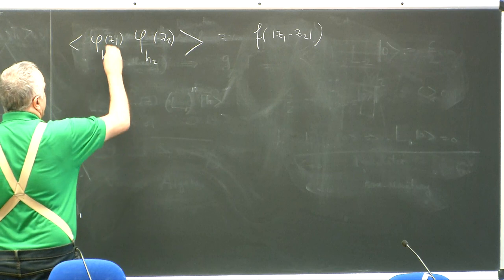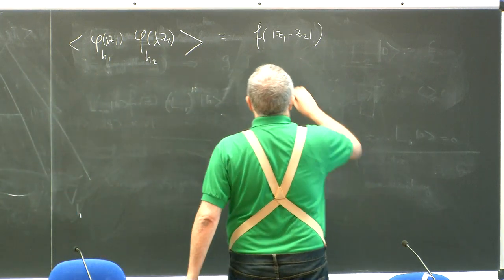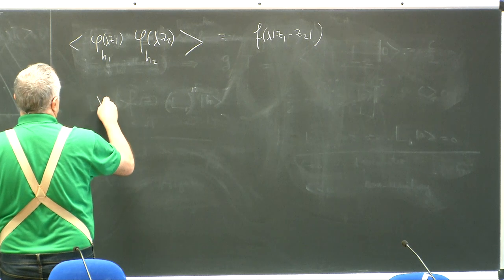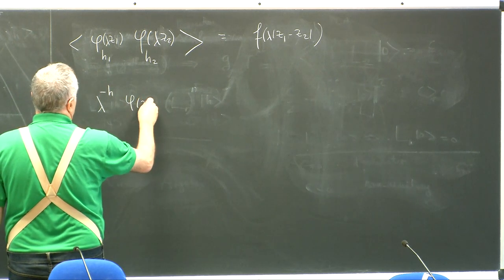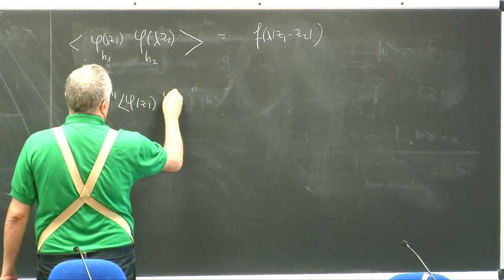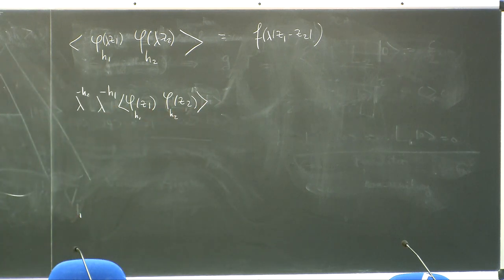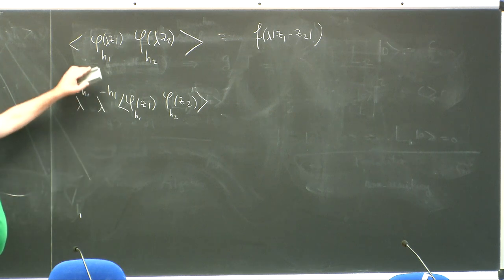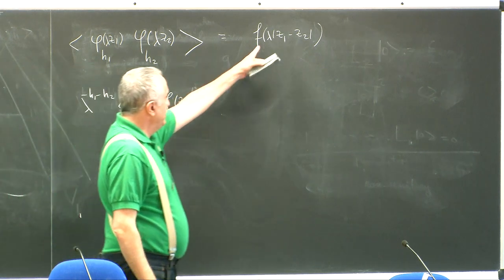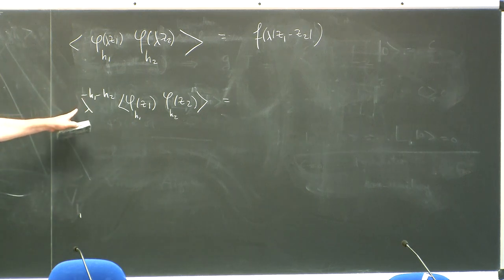Now I ask it to have a scale invariance. That means that I put in a lambda here, and hence a lambda here. That we know has to behave like this with lambda. So actually, lambda to the power minus h1 minus h2. The right-hand side, for symmetry to behave, must have a power form as well.